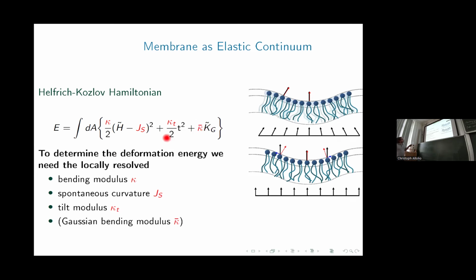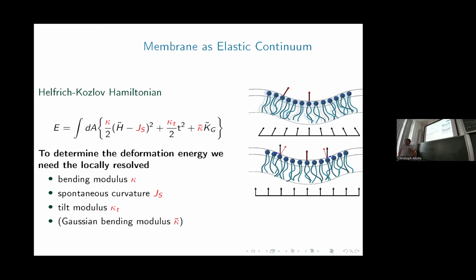And then here is a little bit of a special thing. You may have noticed these tildes here. Normally H would be your mean curvature, but the tilde means that it's not the covariant divergence of the normal field, but of the director field. The director vectors are the directions in which the lipids point. If they do not point along the membrane normal, you get a third thing, which is the tilt, and it has its own modulus.